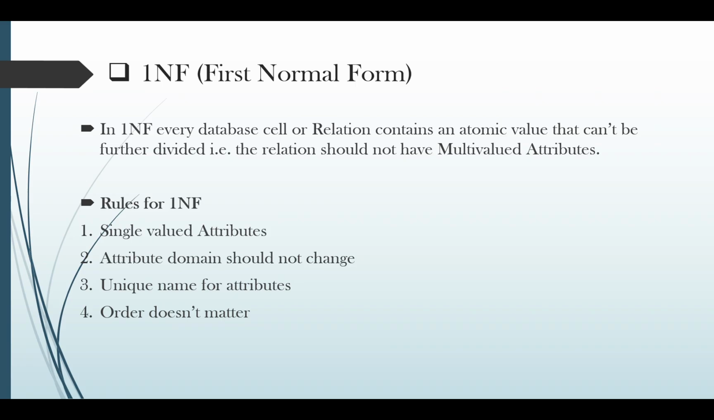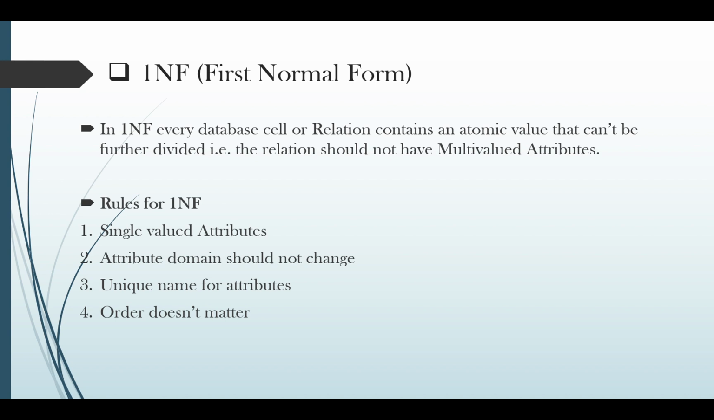In 1NF, every database cell or relation contains an atomic value that can't be further divided. That is, the relation should not have multi-valued attributes. So, rules for 1NF. First, single valued attributes means relation contains an atomic value that can't be further divided. Second rule, attribute domain should not change, means data type of attribute should not be changed. So the data type of ID is int, so only int value should be over here. Third, unique name for attributes. Each column should have a unique name. No two columns can have the same name.